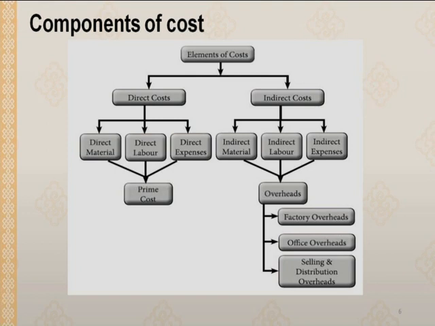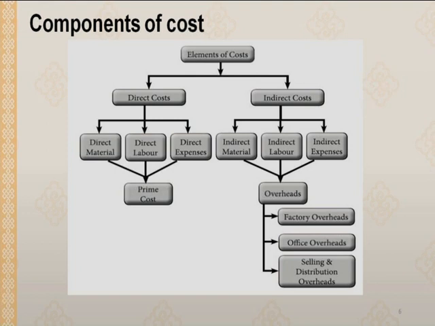And likewise we have indirect expenses, and indirect expenses are all other expenses other than indirect materials and indirect labor. So these are all the indirect costs, and when we combine all three, we call it overheads. So overheads, as I told you, is the sum total of indirect materials, indirect labor, and indirect expenses. And further, overheads are of three kinds. They are factory overheads, office overheads, and selling and distribution overheads.